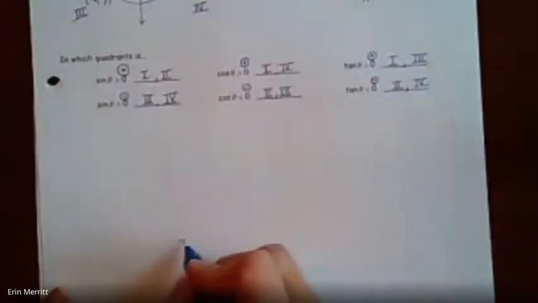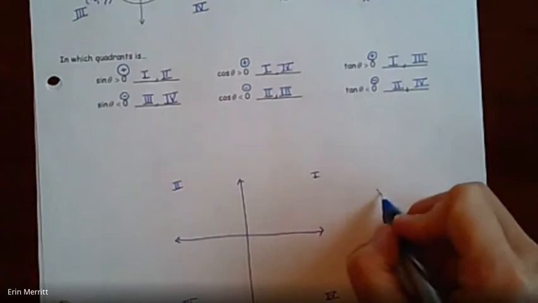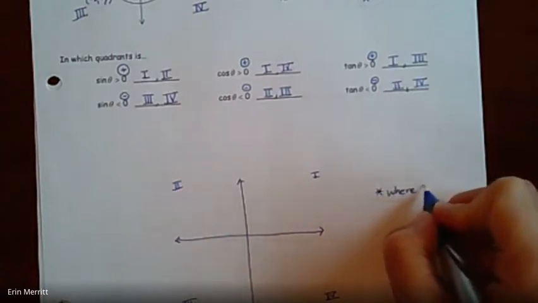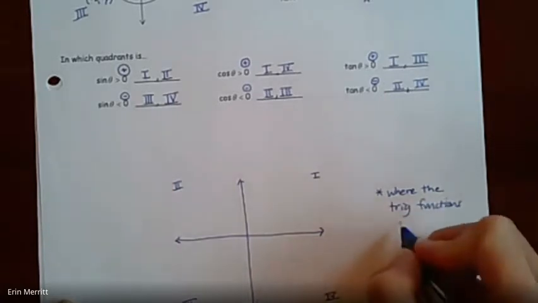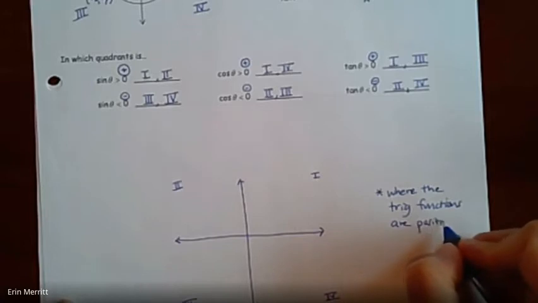All right. So what I mean by that, I'm going to slide my paper on up. And I want you to give yourself one big set of axes here. All right. So quadrant 1, quadrant 2, quadrant 3, quadrant 4. All right. What I want to look at is in which quadrants the trig functions are positive. All right. So this is where the trig functions are positive.